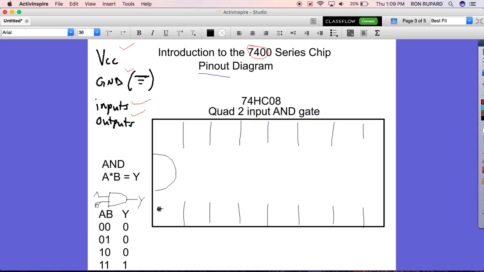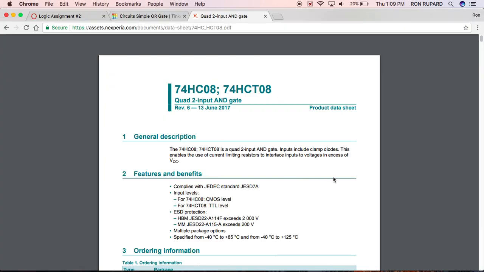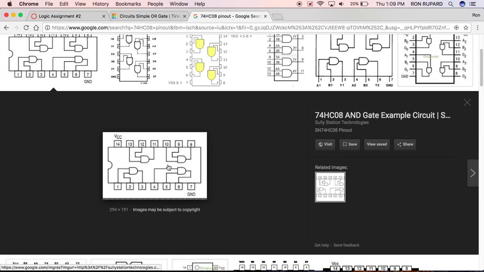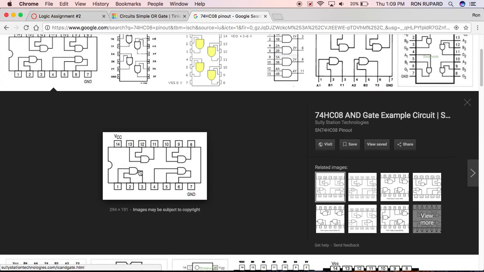What that means is there are 4 AND gates. Each AND gate has 2 inputs. That's what that means. So let's go back and I'll show you what the pinout diagram looks like. This is a pretty good one. This pinout diagram here, the reason I like it is because of, you see the little U here, which tells me which way to orient my chip. You see the voltage on pin 14, the ground on pin 7.